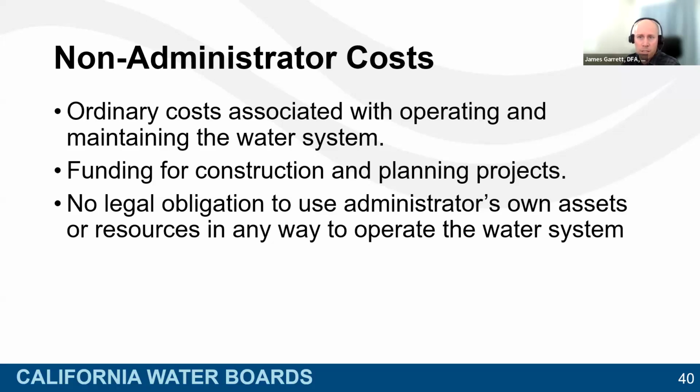The system is also responsible for all planning and construction project costs that would be required to meet applicable water standards and requirements. The designated water system or the administrator that's acting on behalf of the designated water system may be awarded separate funding for these purposes. And this I will discuss more on the next slide. However, funds that are provided through an administrator funding agreement cannot be used for the purpose of funding construction implementation, planning projects, or operating and maintaining the watershed.